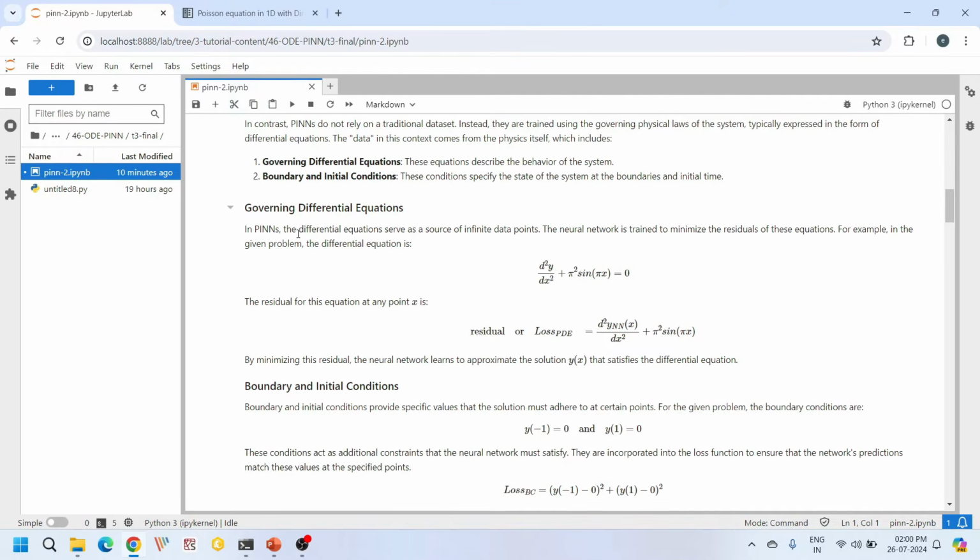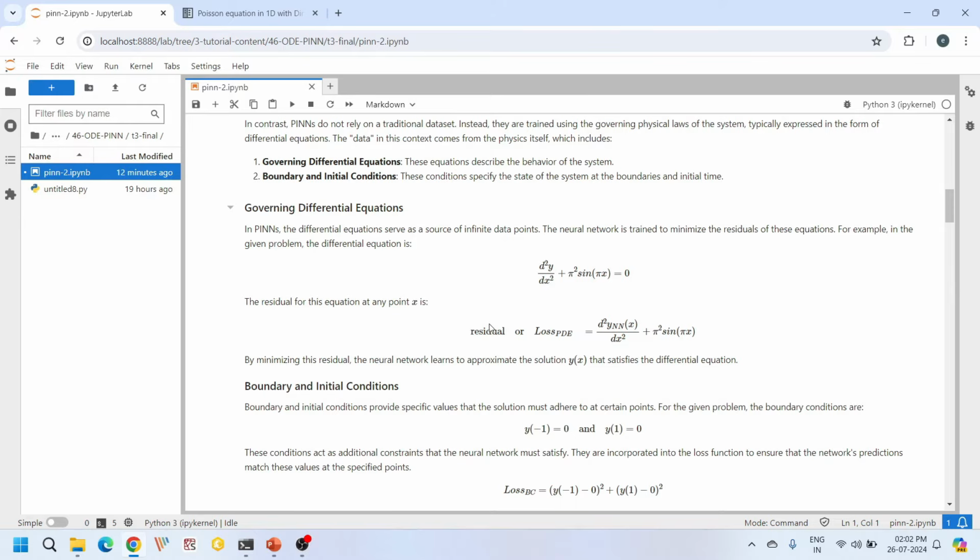In PINNs, the governing differential equation serves as a source of infinite data points. The neural network is trained to minimize the residuals of these equations. For example, in the given problem, the differential equation is d square y by dx square plus pi square sine pi x equals 0. The residual for this equation is given as this. So let's replace this y with YNN of x, that is the neural network of x. So if we put x in the neural network, then the output value is the residual.